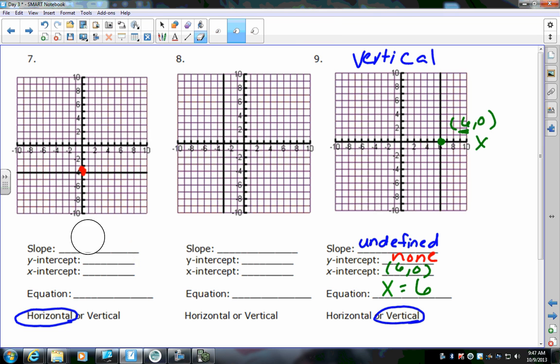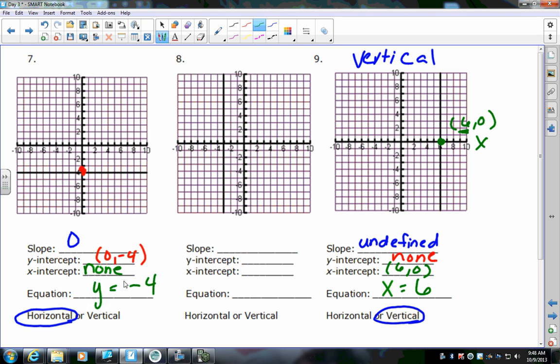I'll try and write that better here. 0, -4. Now my x-intercepts, where does this cross the x-axis right here? No, it does not touch it, so we just write none. Now for your equation, everywhere on this line, all the y numbers are always -4. So my equation is y equals -4.